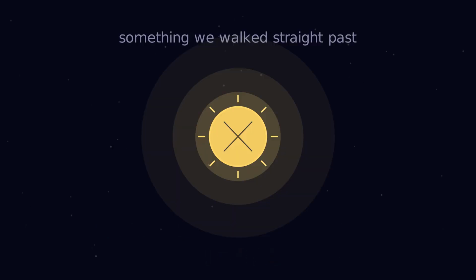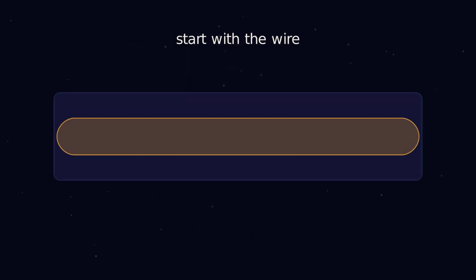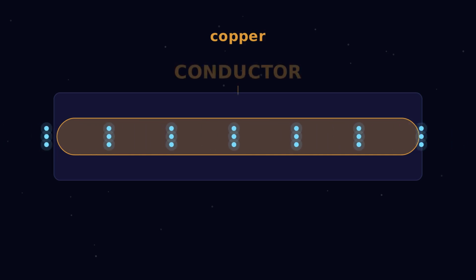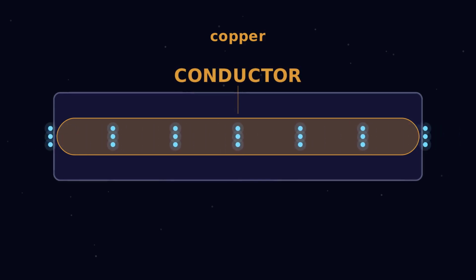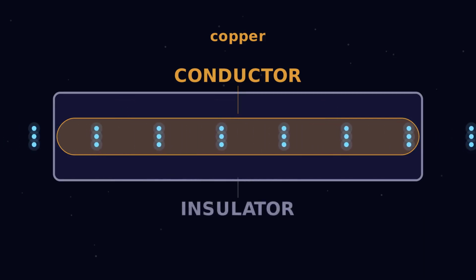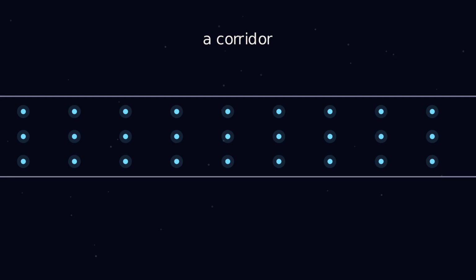Which lets us answer something we have walked straight past. Why does the bulb glow? Start with the wire. Copper. Copper is generous with its electrons. They come loose easily and travel without much of a fight. A material like that we call a conductor. The plastic wrapped around it is the opposite. It grips its electrons and lets nothing through. An insulator. So the metal is a corridor, and the plastic is the wall.